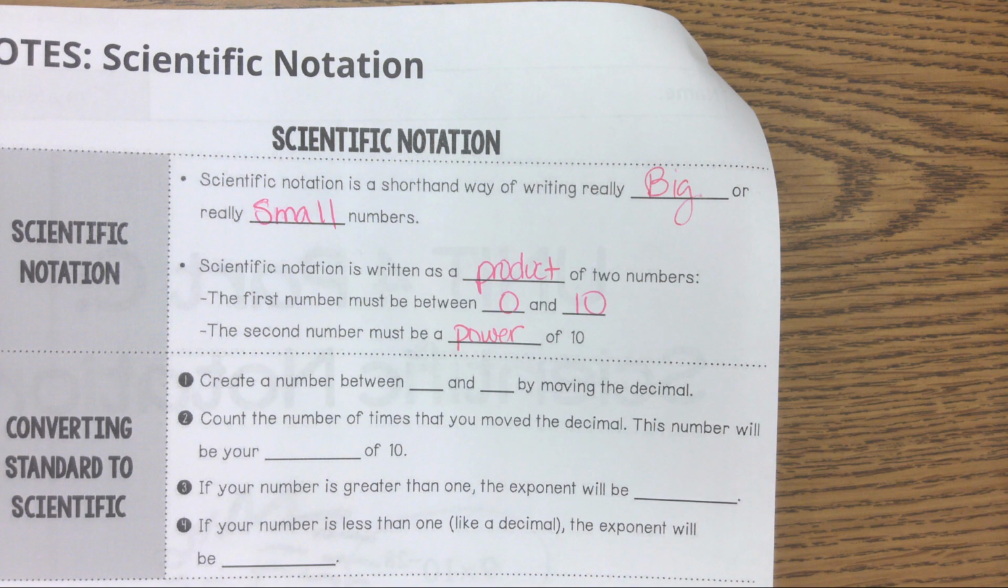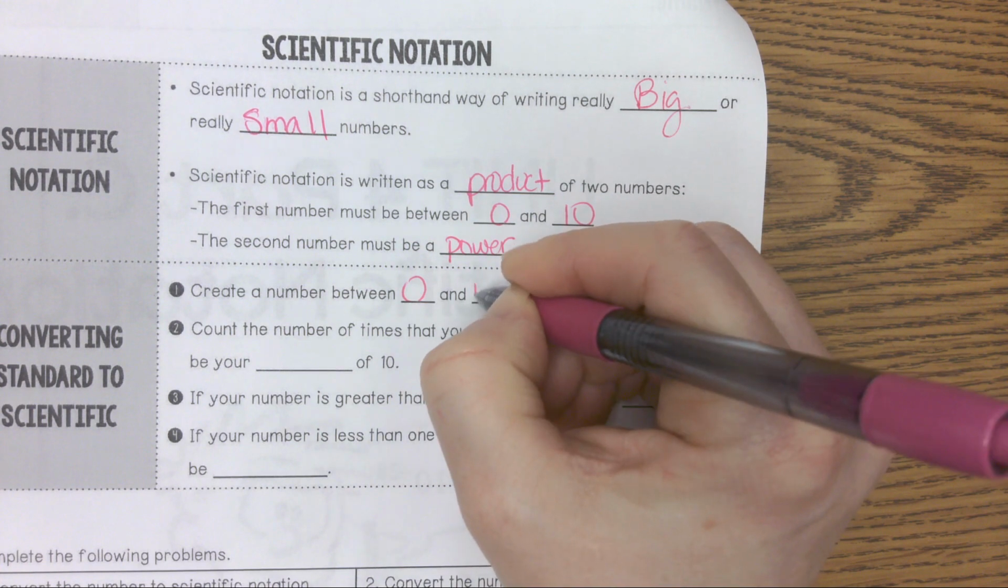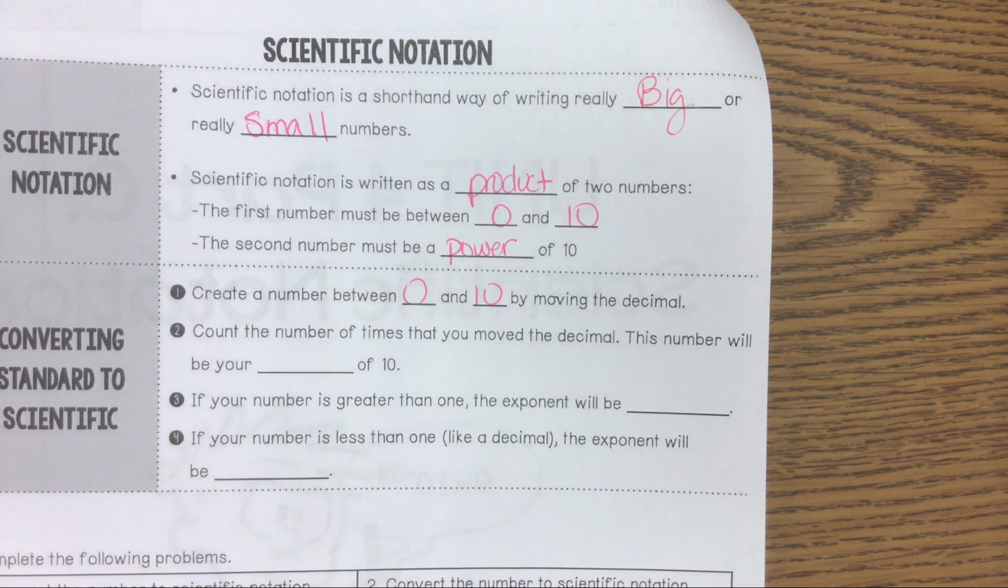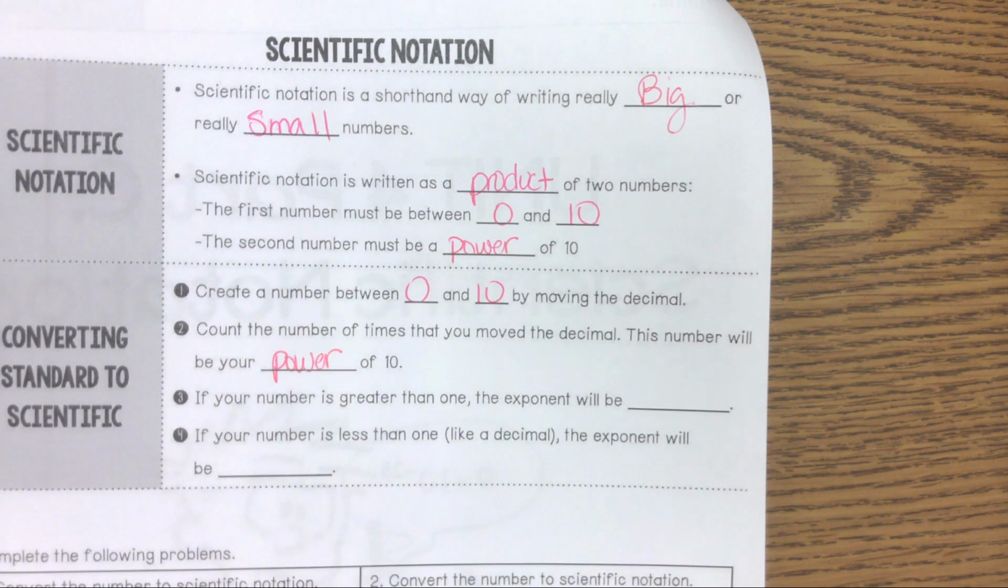We're going to create a number between 0 and 10, and we're going to do that by moving the decimal around. We're going to count the number of times that we move the decimal. This number will be your power of 10.